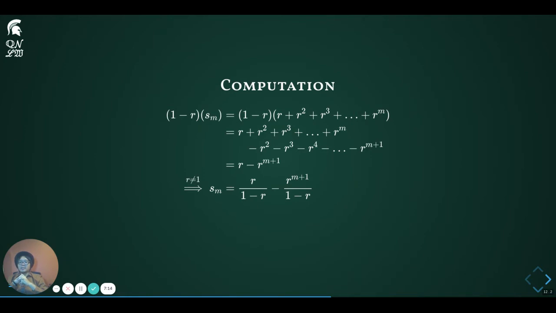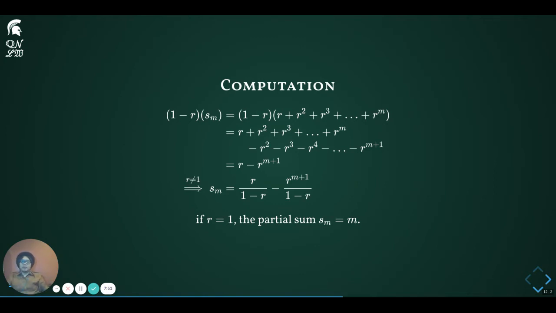Whenever r is not equal to 1, we can divide by 1 minus r to conclude that S sub m is equal to the quantity r over 1 minus r minus r to the m plus 1 over 1 minus r. Notice that when r is in fact equal to 1, then 1 to the power n is always 1, so the partial sum is just a sum of m copies of 1, so that S sub m equals m.